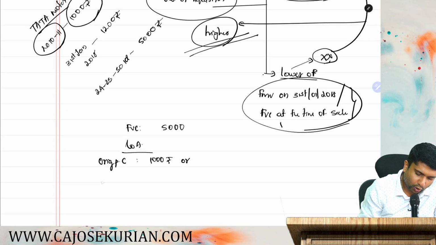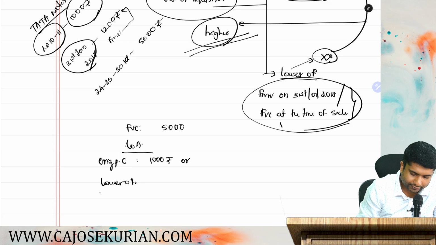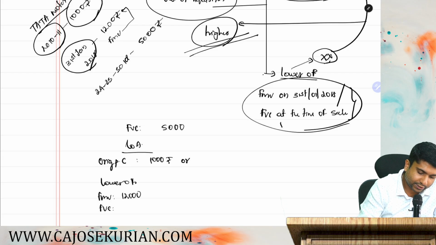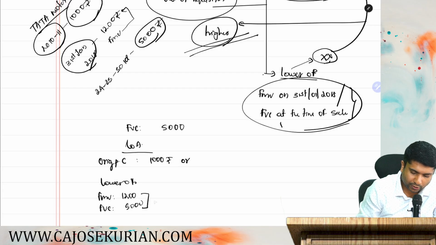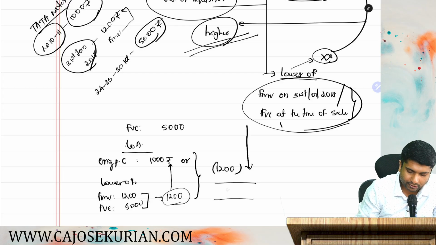Or you can take the lower of fair market value as on 31st January 2018, which is 1200, or the full value consideration at the time of sale, that is 5000. This is not 12,000, it is 1200. Now you compare these two and pick the lower. Which is lower? 1200. Then compare this 1200 with the actual cost of acquisition and pick the higher. So you can take 1200 itself as the cost of acquisition. And the remaining 3800 only will be the long-term capital gain.